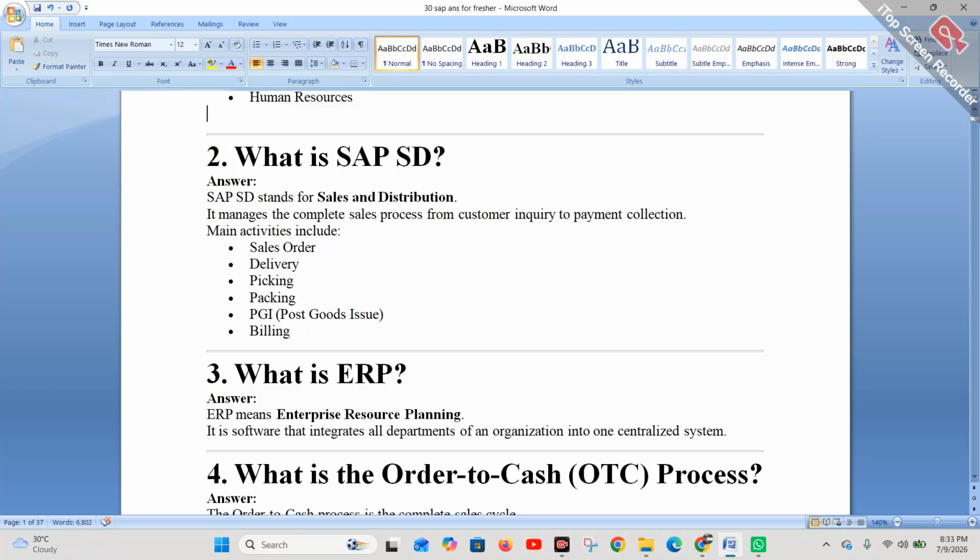SAP maintains a good relationship between the customers and the organization. SAP SD, when combined with other modules like MM, PP, FI, can bring much better results very quickly. The main activities in SAP SD include sales order, delivery, picking, packing, PGI and billing.